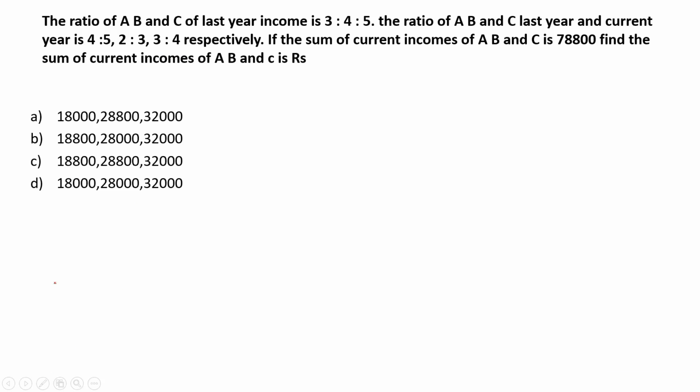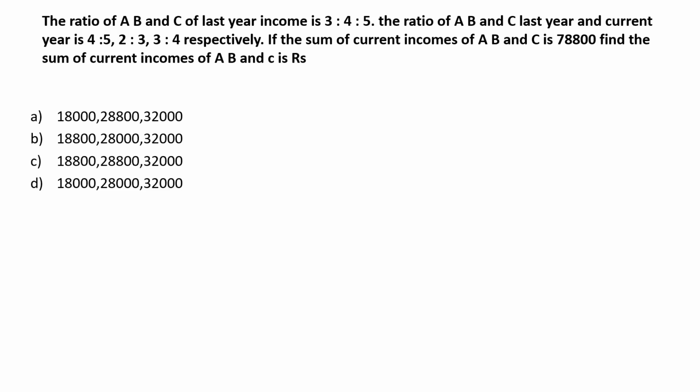The ratio of A, B and C of the last year income is 3:4:5. The ratio of A, B and C last year and current year is 4:5, 2:3, 3:4 respectively. If the sum of current incomes of A, B and C is 78,800, find the sum of current incomes of A, B and C in rupees. Just read the question again.